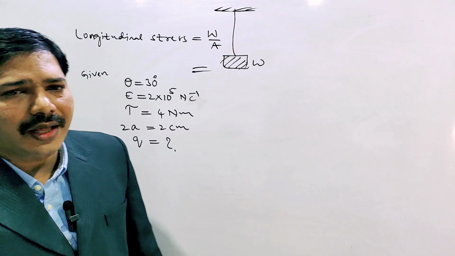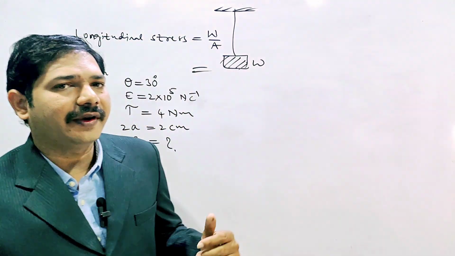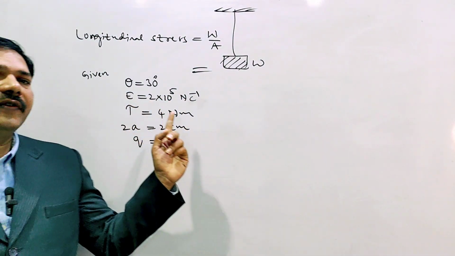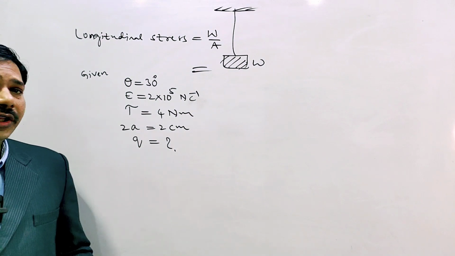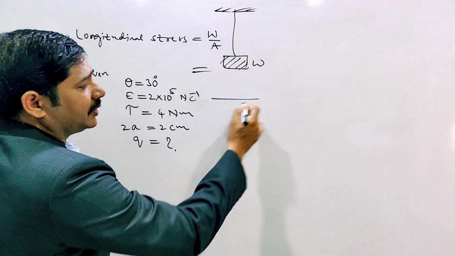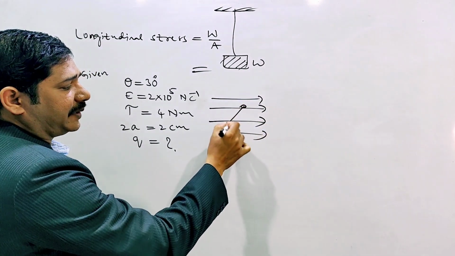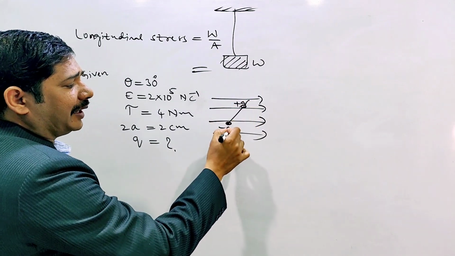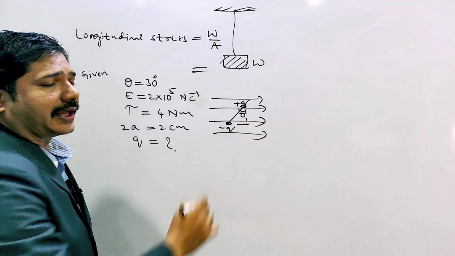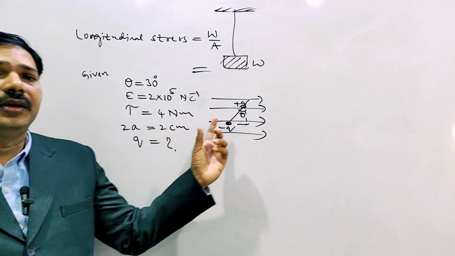The torque acting on an electric dipole placed in a uniform electric field. Here they have given the angle theta, 30 degrees, and the electric field is 2 into 10 to the power of 5 Newton per coulomb. The electric dipole is suspended in a uniform electric field, so it is making an angle theta. At that time, torque acts on the dipole.